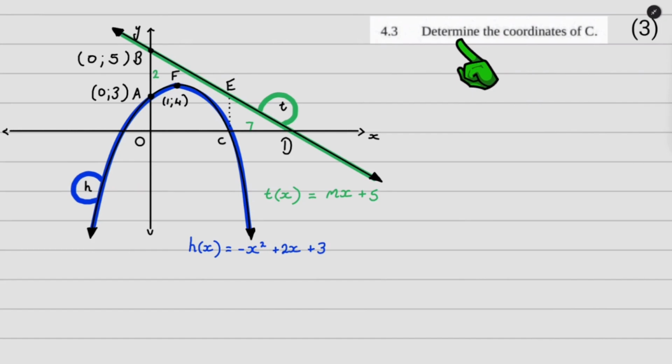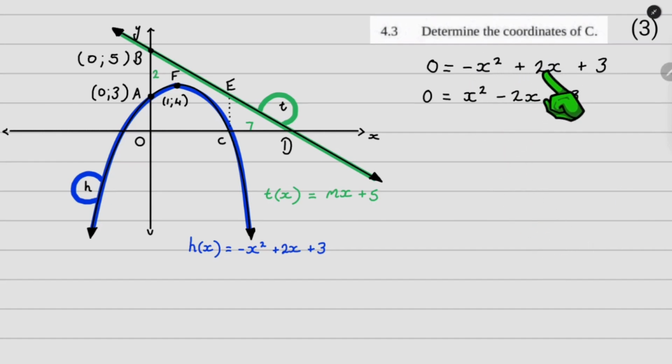Next up, we are asked to determine the coordinates of C. C is over here. It's a very special point for the blue graph. It's an x-intercept. And to get an x-intercept, I'll make y equal to 0. Just remember h of x is a fancy placeholder for y, so I just change that to 0. Now I've got a quadratic equation on my hands. This negative is bothering me, so I'm going to divide every single term by negative 1 to get rid of it. Then we can just see a sign change happening with every term after that's done.